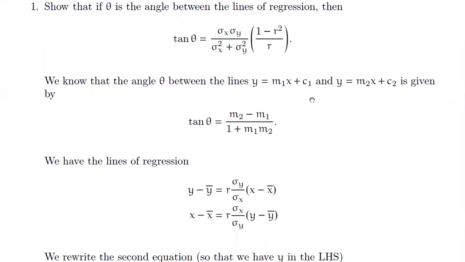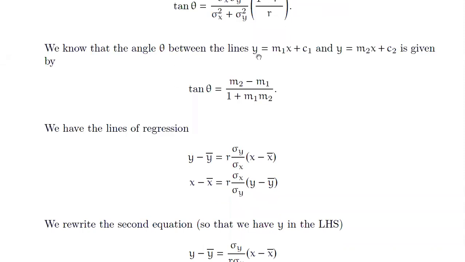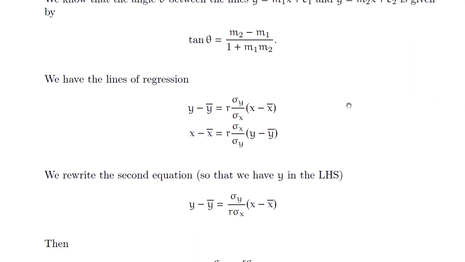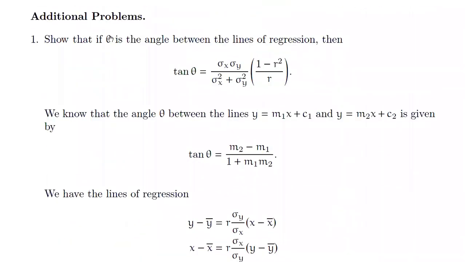Now here we know that the angle between the lines y equal to m1x plus c1 and y equal to m2x plus c2 is given by tan theta equal to m2 minus m1 divided by 1 plus m1 into m2. m1 is the slope of this equation and m2 is the slope of this equation. Now here what we are trying to calculate is the angle between two regression lines, theta.